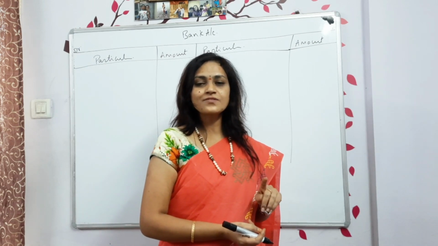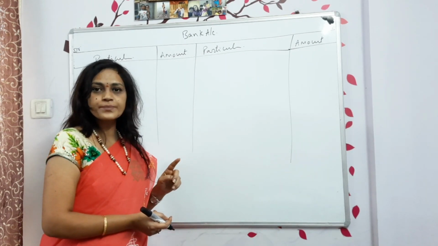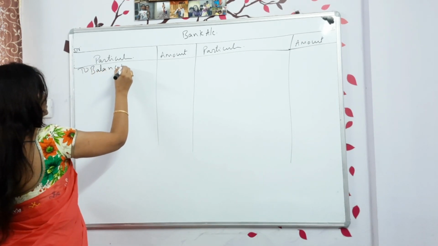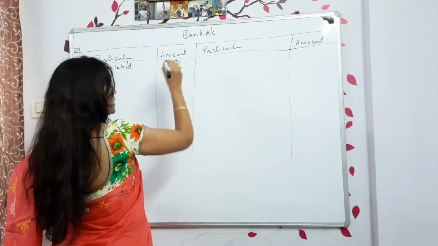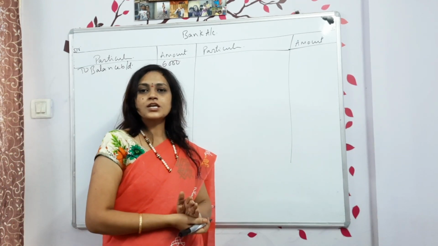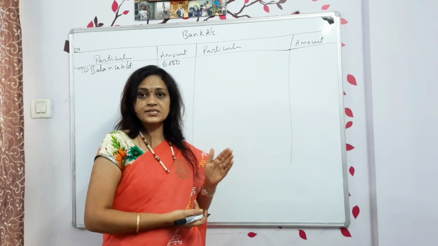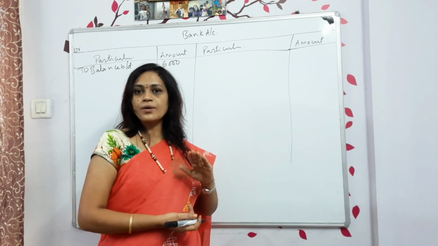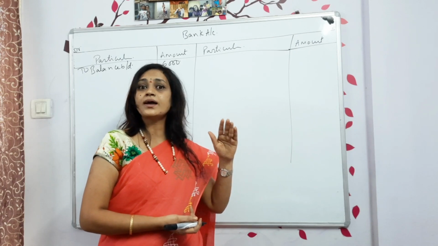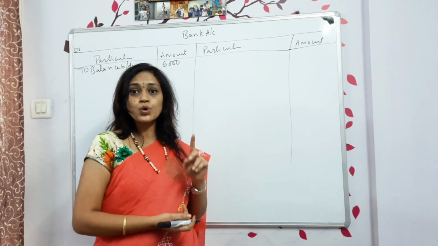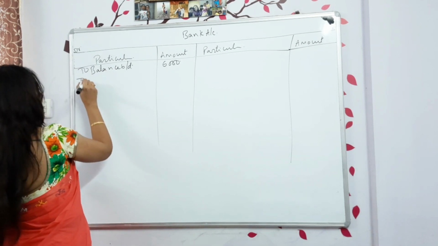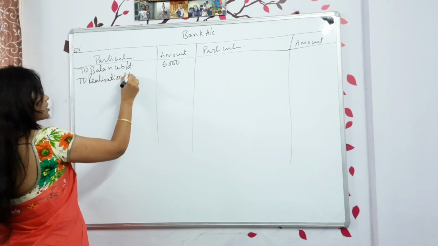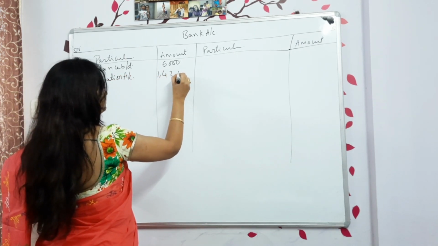Let's prepare the bank account. First we will start with the balance, which you can find from the balance sheet. To balance brought down, the amount is 6,000. Now check the realization account. In the realization account, we realized the values of assets. Remember, two types of amounts are there: 1,30,600 and then 12,000 of investment. Total 1,42,600. So write down to realization account. You saw that on the credit side in the realization account; here it will be shown on the debit side.